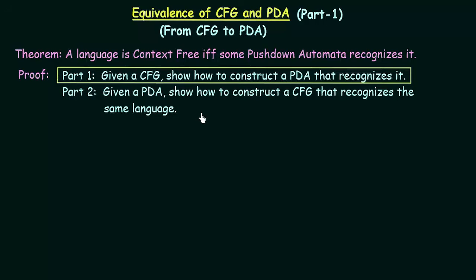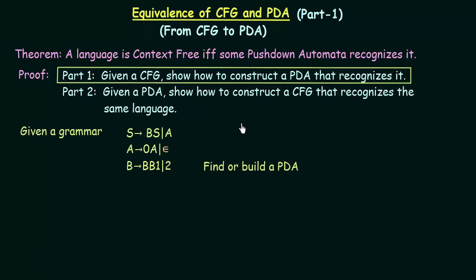Alright, so now let's see how we can do this. We are going to prove it using construction. That means we have an example given and we will show how we can construct a PDA for a given context-free grammar. Here we are given a grammar which says S gives BS and also A, A gives 0A and also epsilon, and B gives BB1 and also 2.